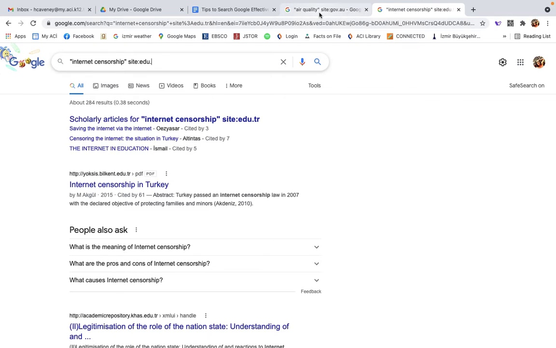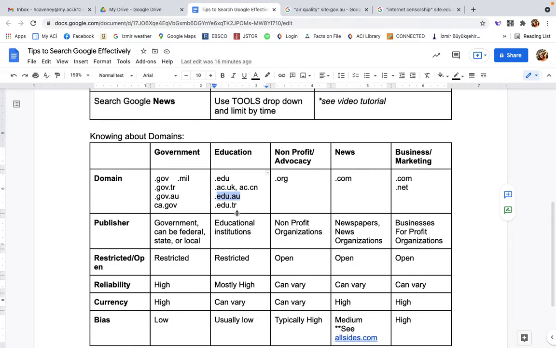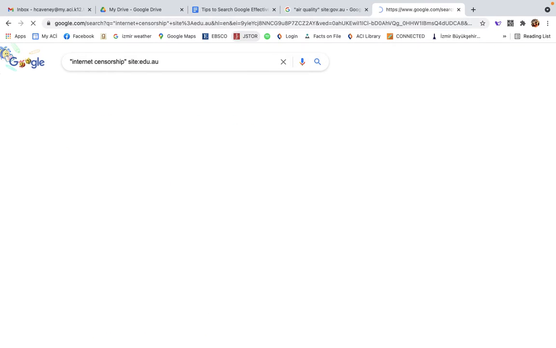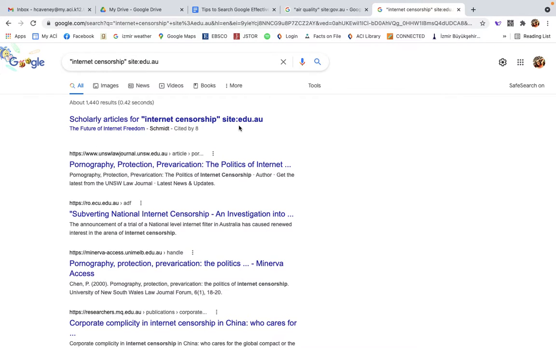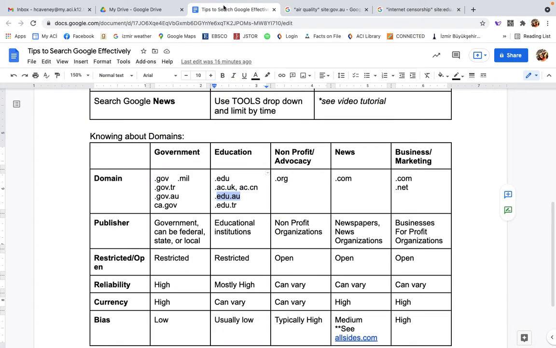All right, I could do edu. What was the other example here? And sometimes you have to play around if you're looking for a particular country. AU is Australia. Let's see what we have for Australia. Over 1,000. All right. So some different options there. You may have to play around to see which one.